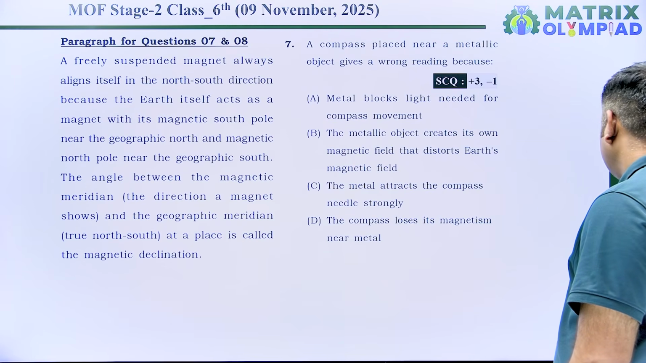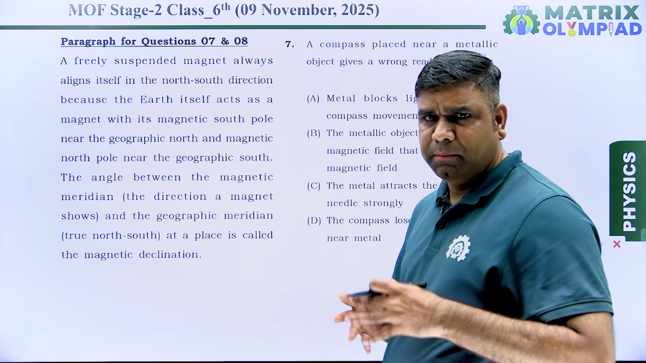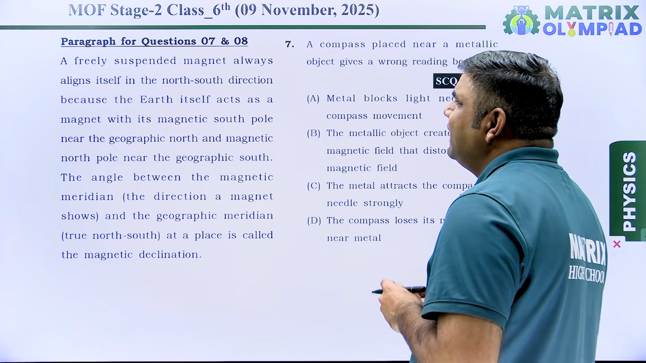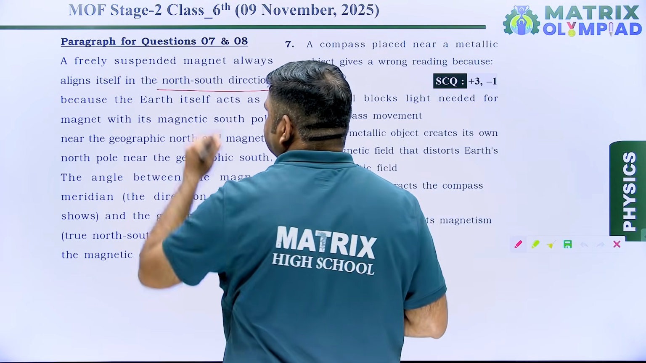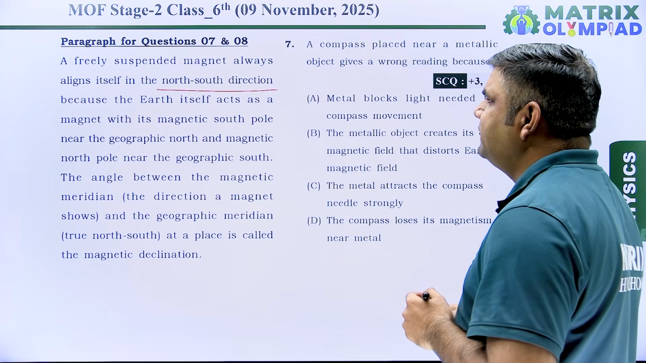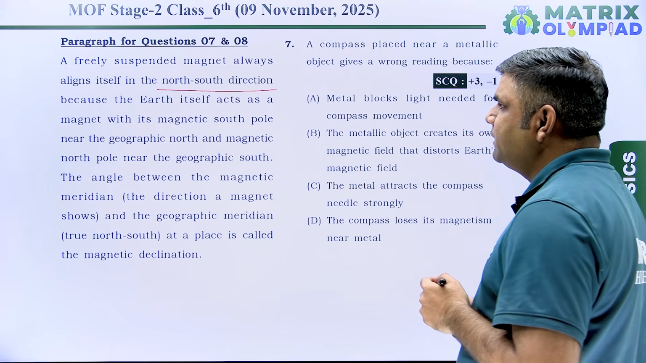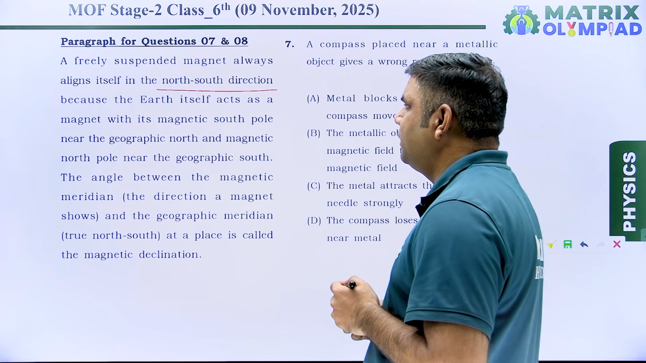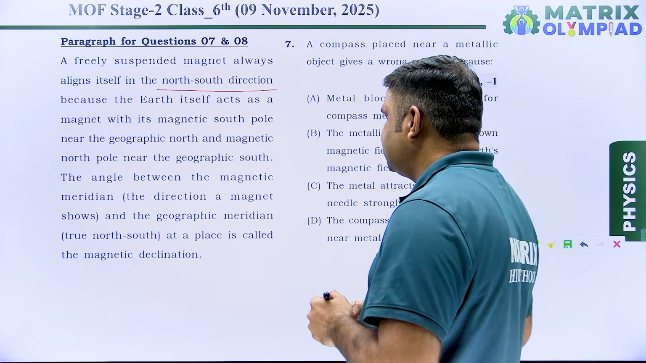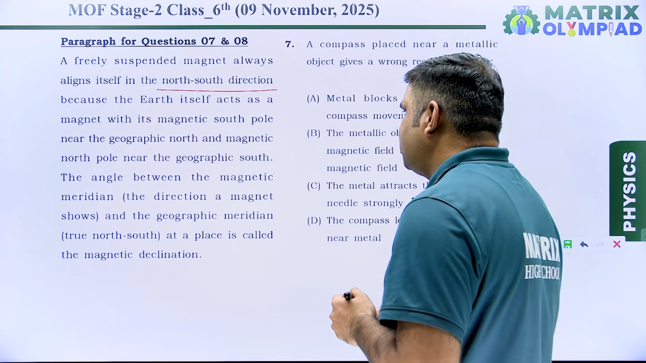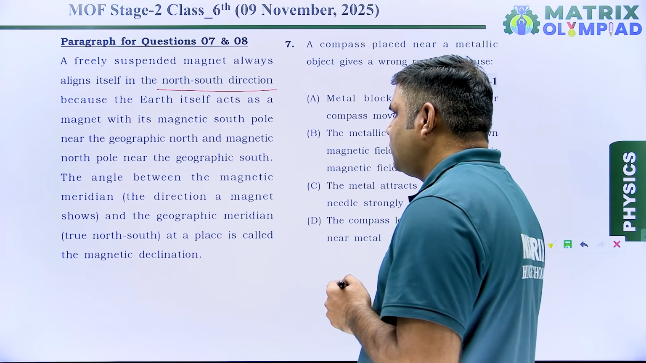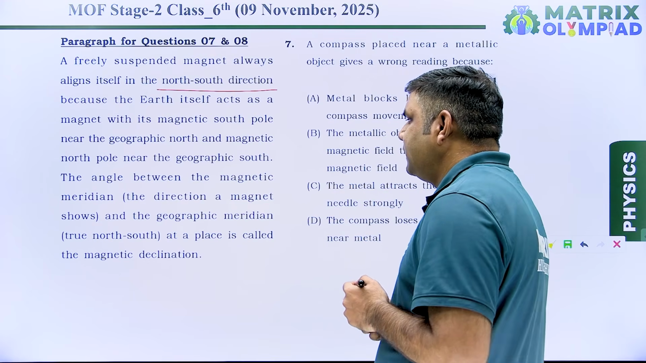Question number 7 and 8. Both the questions are based on the same paragraph. In the paragraph: a freely suspended magnet always aligns itself in the north-south direction because the Earth itself acts as a magnet, with its magnetic south pole near the geographic north and magnetic north pole near the geographic south. The angle between the magnetic meridian, the direction a magnet shows, and the geographic meridian, true north-south, at a place is called the magnetic declination.